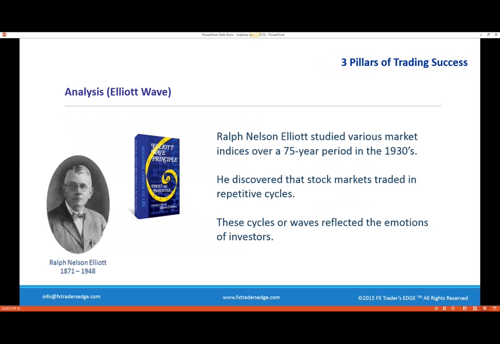So who was Ralph Nelson Elliott? He studied various market indices over a 75-year period in the 1930s, and he discovered that the stock markets, which were thought to behave in a chaotic manner, in fact did not. They traded in repetitive cycles, which he discovered were the emotions of investors, or the predominant psychology of the masses at the time. So this is a key pillar of achieving consistency, to have a thorough knowledge of the market to determine possible scenarios. So it's these cycles, or these waves, that we want to learn about today.